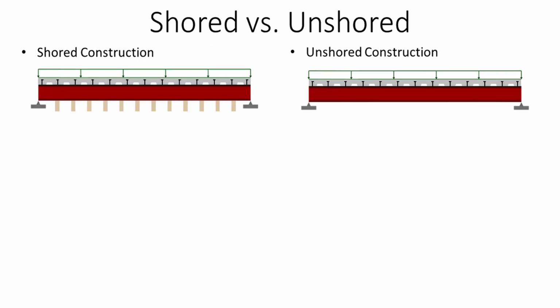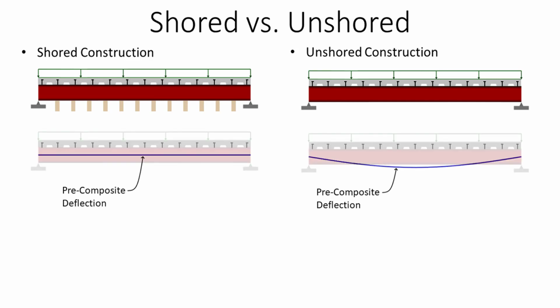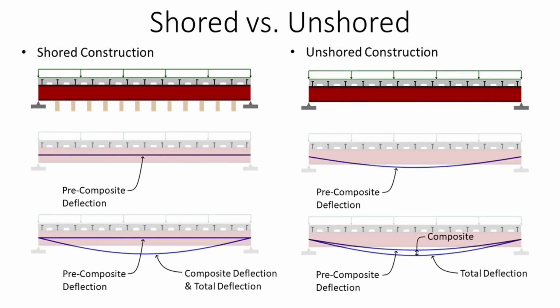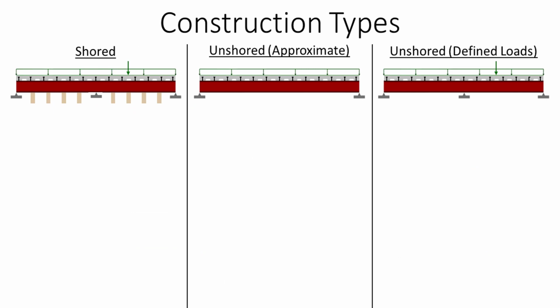Visual analysis is capable of handling both shored and unshored construction conditions. The permanent pre-composite deflections are calculated and added to the deflections for the composite system, producing the total deflections for the system. In visual analysis, the construction type is specified as either shored, unshored approximate, or unshored defined loads. Two construction types exist for the unshored condition, with the approximate method being more user-friendly but having more limitations, and the defined loads method requiring more input but being more versatile.